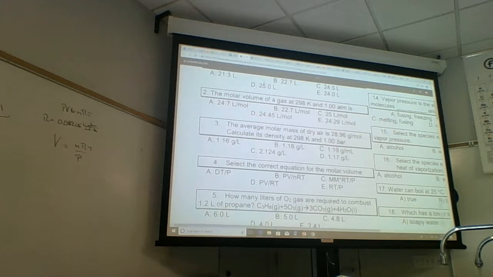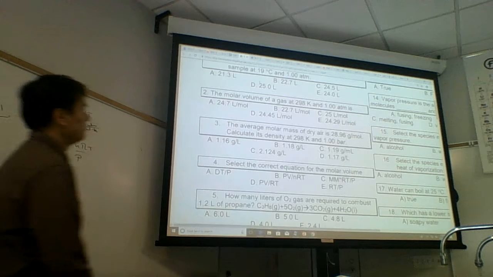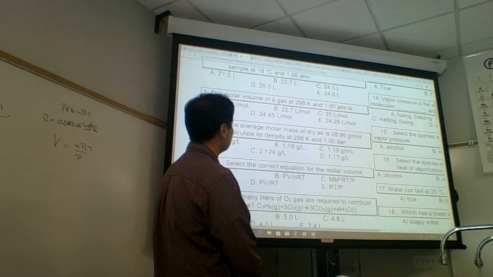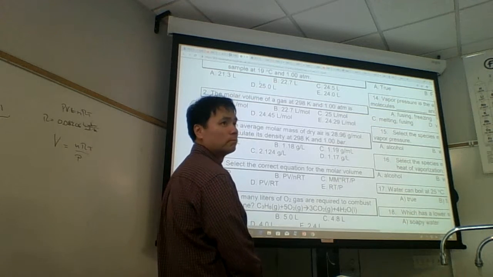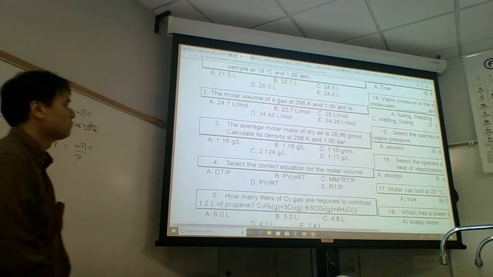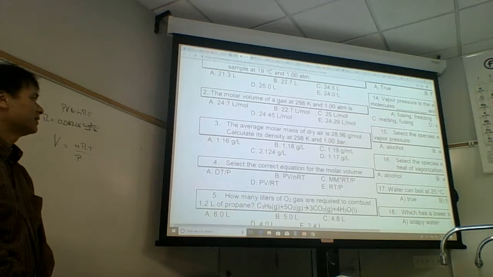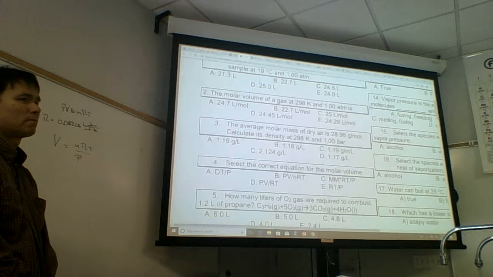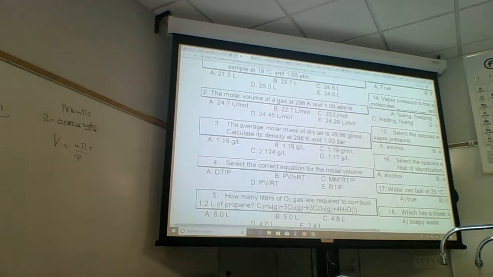298 Kelvin is called room temperature. It's a little warm for room temperature, but that's called room temperature. And then 1 atmosphere is standard pressure. One of the standard pressures. The other standard pressure is 1 bar. And so since this is room temperature and standard pressure, a lot of people have it memorized. What is it? Do you have it memorized? 22.7 is not correct. No. Well, maybe calculate. Why don't you calculate?